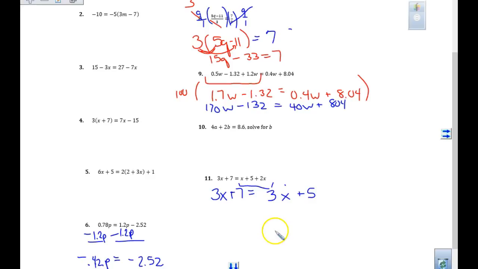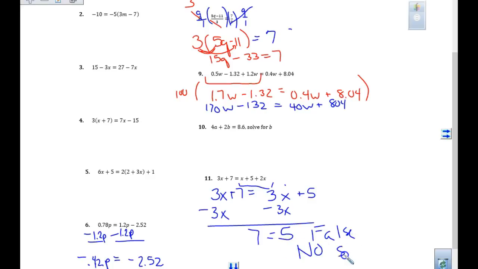So if I'm going to move the variable, my variable that I want to move in this question is going to be to subtract 3x from both sides. And when I do that, I get 7 equals 5. And that is a false statement. And since it is a false statement, my answer is no solution. Okay? Question.